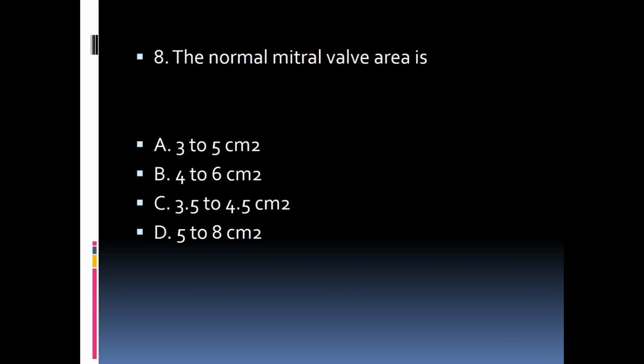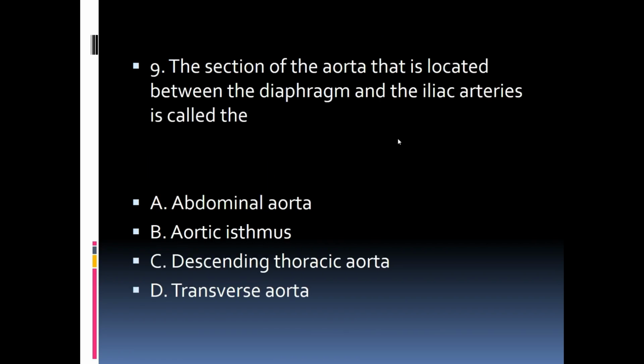This question is asking about the area of a normal mitral valve. The correct answer is option B. Usually, an area of 4 to 6 square centimeters is considered the normal range. Let's look at the next question.